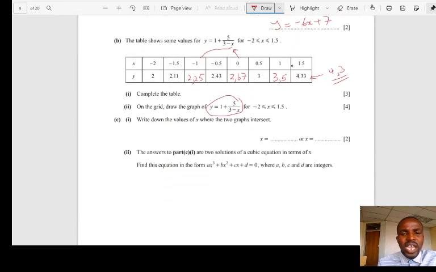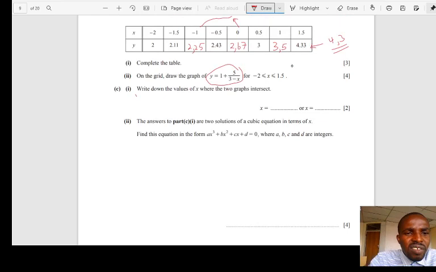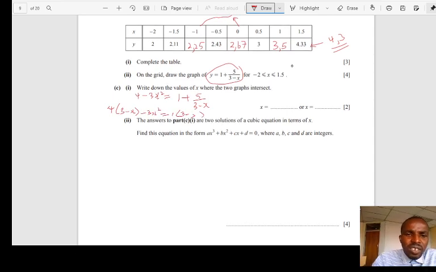You equate the two graphs. So you say 4 minus 3x squared equals 1 plus 5 over 3 minus x. To find the points or coordinates of intersection of the two graphs, you just equate the two graphs. That's what you do. Then you can multiply everything by 3 minus x to get rid of the denominator. So it will be 4 times 3 minus x, minus 3x squared, equals 1 times 3 minus x, then plus 5. If you multiply this one by 3 minus x, you just get 5 here, right?